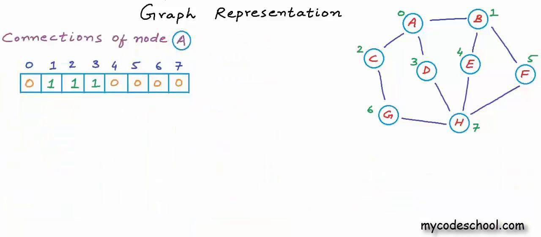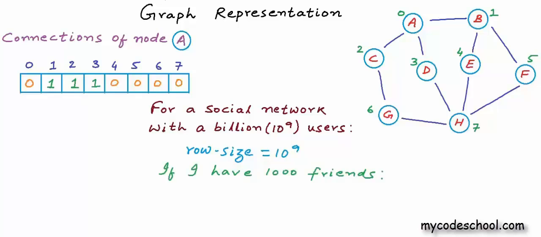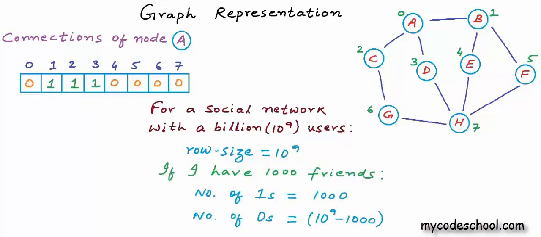Think about it. Let's say we are trying to store connections in a social network like Facebook in an adjacency matrix, which would be the most impractical thing to do, in my opinion. But anyway, for the sake of argument, let's say we are trying to do it. Just to store connections of one user, I would have a row or one-dimensional matrix of size 10 to the power 9. On an average, in a social network, you would not have more than 1,000 friends. If I have 1,000 friends, then in the row used to store my connections, I would only have 1,000 ones, and rest, that is 10 to the power 9 minus 1,000, would be zeros.